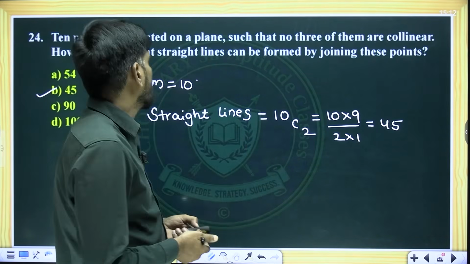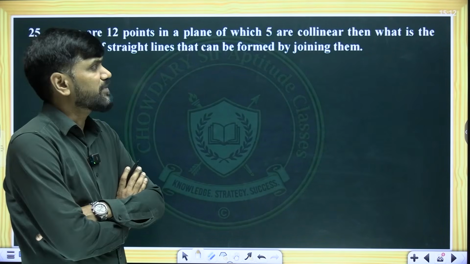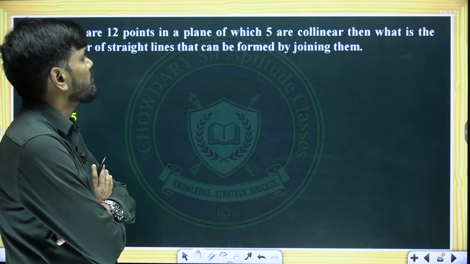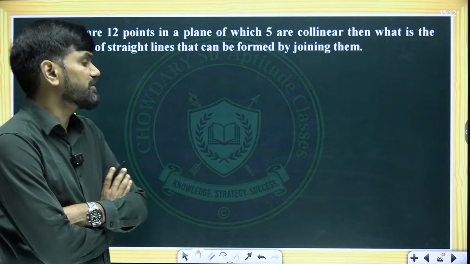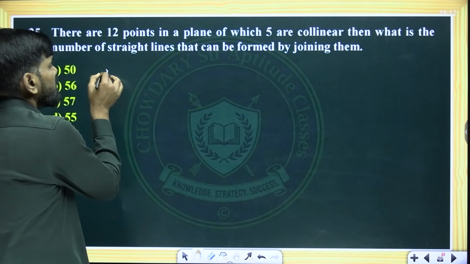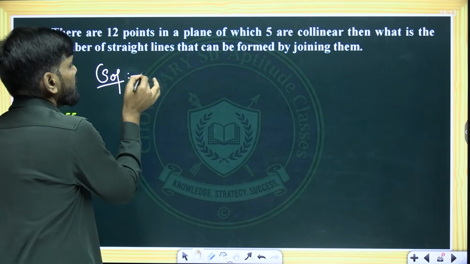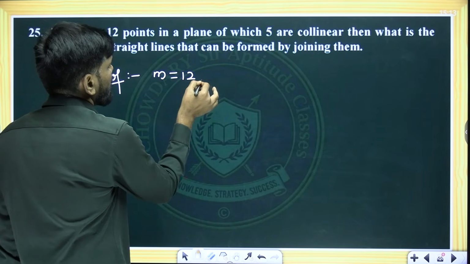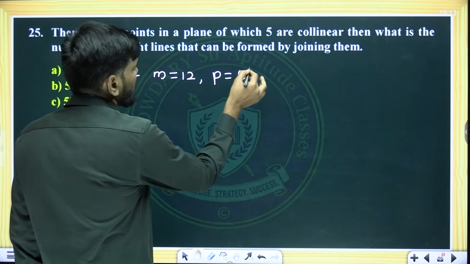Next, let's have a look at problem number 25. There are 12 points in a plane of which 5 are collinear. What is the number of straight lines that can be formed by joining them? Okay, here m is given as 12 and p is given as 5.